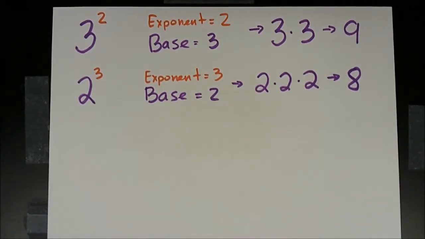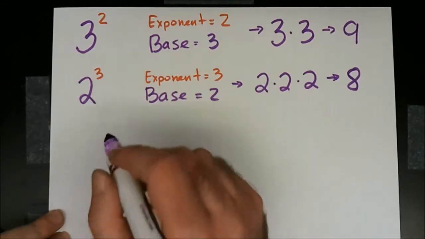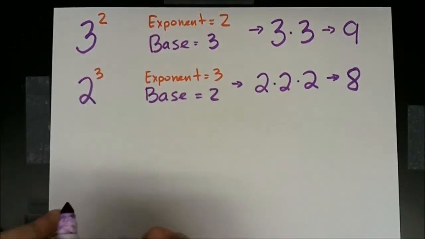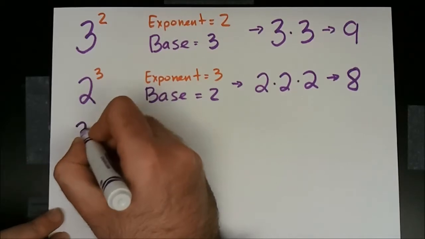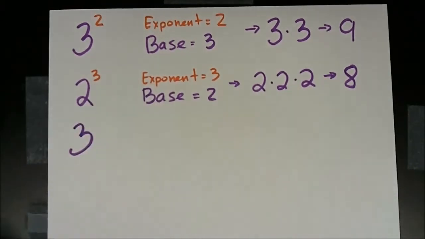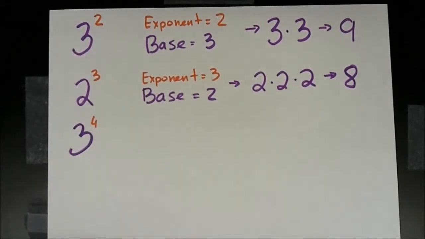Let's do another example, just to solidify this. Okay, let's take a look at something a bit more complex. Let's say 3 to the fourth power. Why not? What's the exponent here?